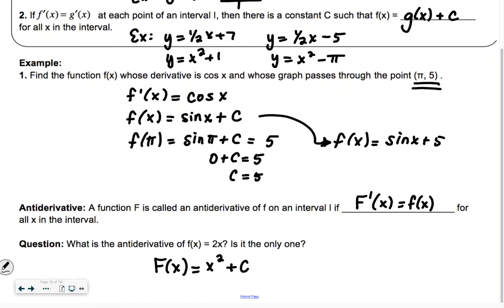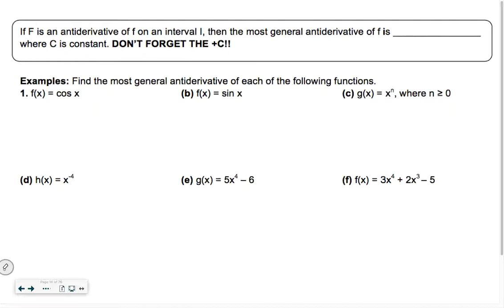Is it always a capital F? Yeah, if you start out with a lowercase and you're trying to go backwards, you would do a capital F. Okay, so even if it's g of x? Yeah, you would just do capital G. Yep, exactly. All right, so it says if F is an antiderivative, then the most general antiderivative is capital F of x, and then don't forget your plus c. I remember taking a calculus exam when I was in high school, and I left off the plus c on every single problem. It was sad.